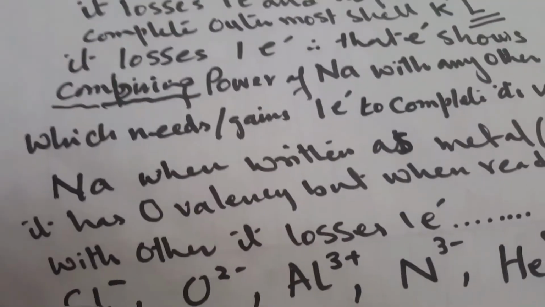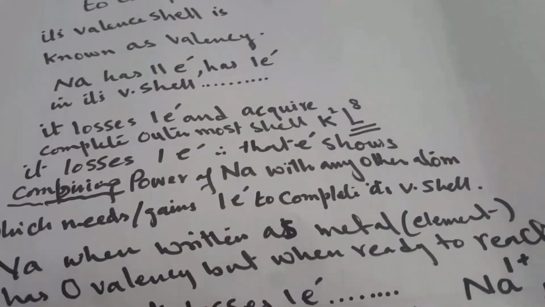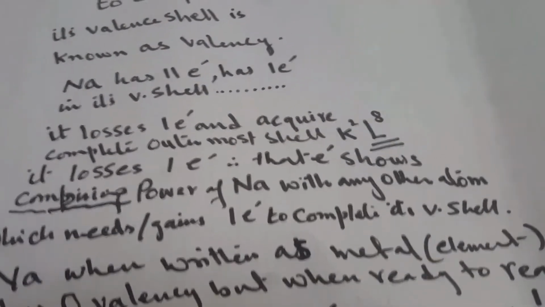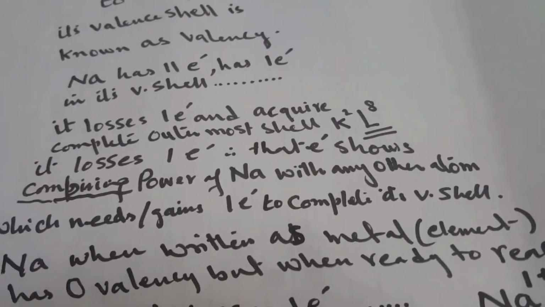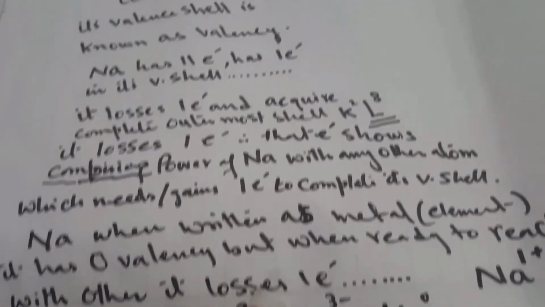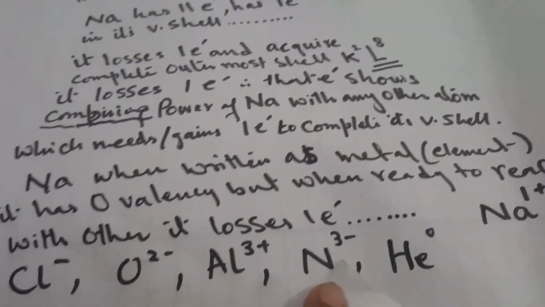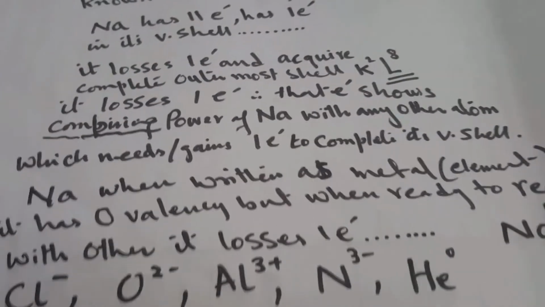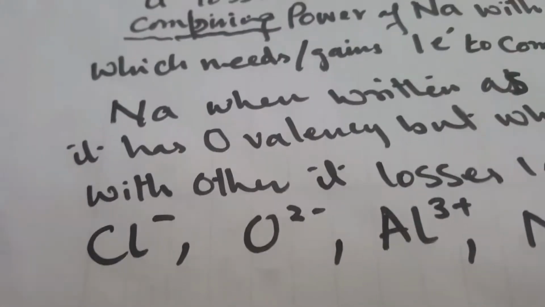So now see that is the combining power we call it, okay? The combining power of sodium with any other atom which requires 1 electron to complete its outermost shell, we call this combining power. So sodium, when written as a metal or element, has 0 valency, but when it reacts with other elements it loses 1 electron, the same as chlorine gains 1 electron to complete its outermost shell because it has 7 electrons in its outermost shell.